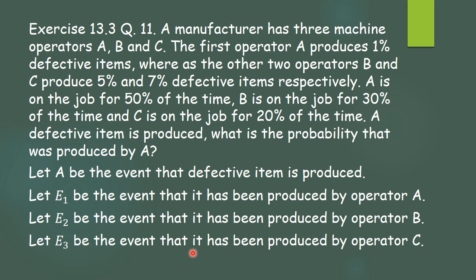Now we have to calculate the probabilities of E1, E2, E3. For that, what they have given is that A is working on the job 50% of the time. It means the probability of E1 is 50%, B is 30%.